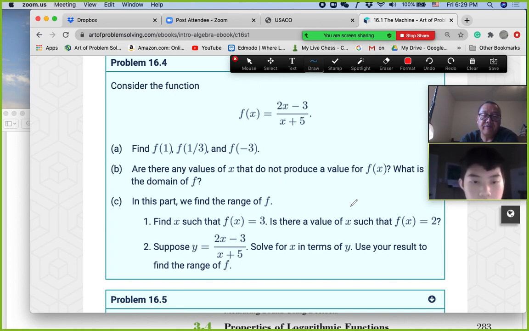Can you read B? Are there any values of x that do not produce a value for f of x? What is the domain of f? Okay. So negative 5. Right, because the denominator can't equal 0. Then what's the domain of this function? The domain is... Do I write it? Yeah, just write on my screen.